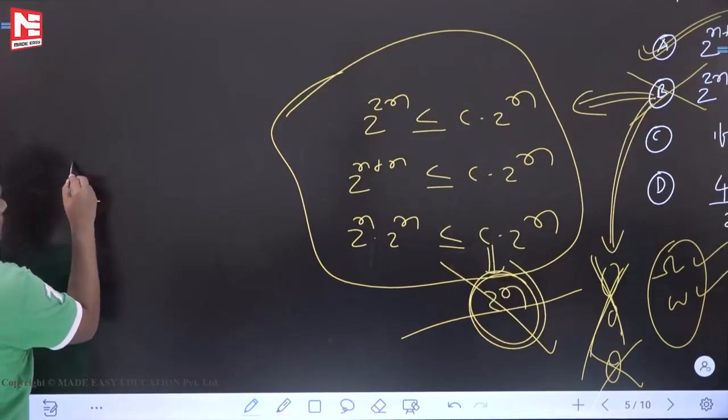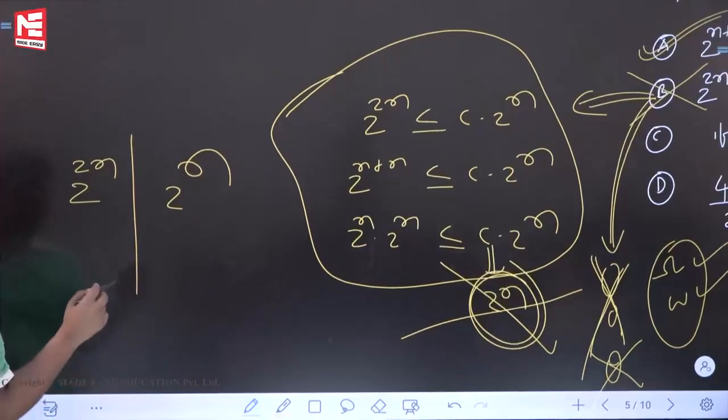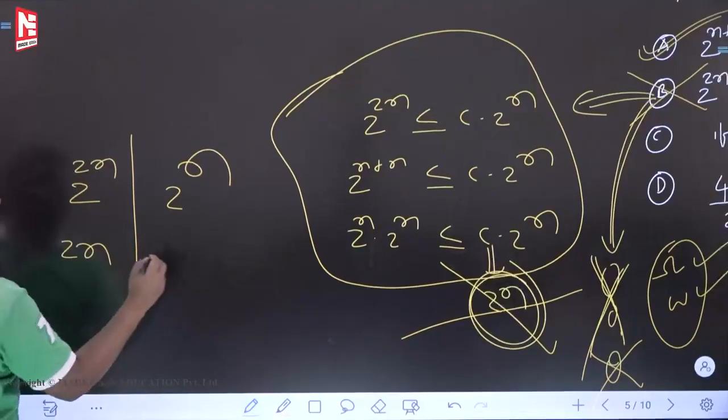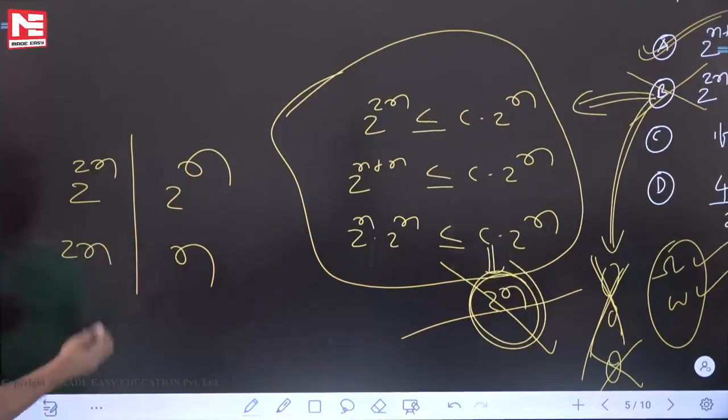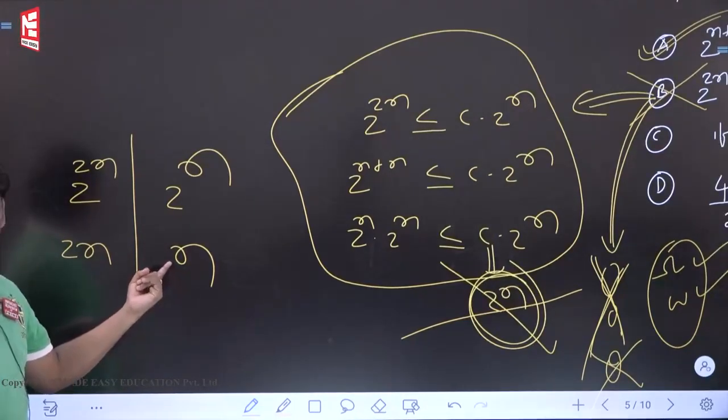Some people, what they are doing is applying a shortcut. See the problem with the shortcut. 2 power 2n is one side, 2 power n is the other side. Some people are applying a shortcut. What is the shortcut? Apply log on both sides. Apply log here, it is 2n. This is n. It is looking like both are equal. See, both are looking asymptotically equal.